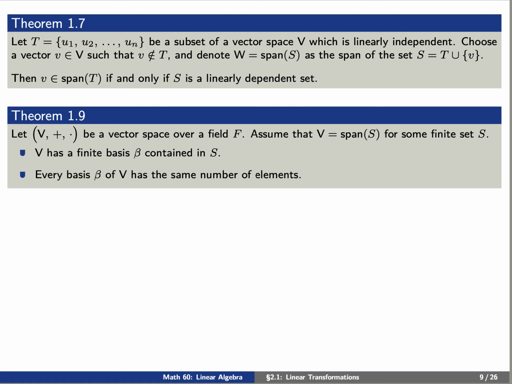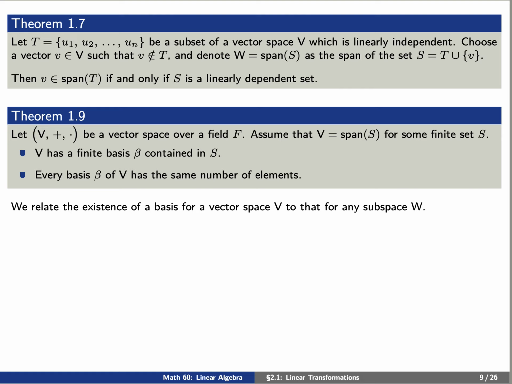Next, we have a way of determining what the dimension of a space is. Again, say that V is a vector space, but now say that V is spanned by some finite set S. First, there exists a basis beta for V that is contained in S. Second, every basis beta of V has the same number of elements. We'll use this number to determine the dimension of V.